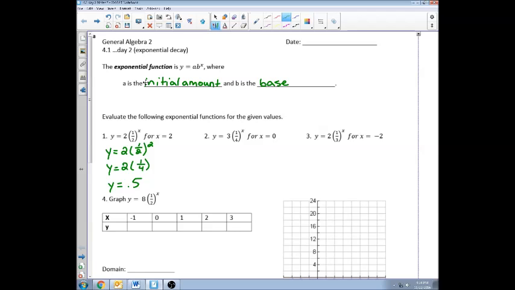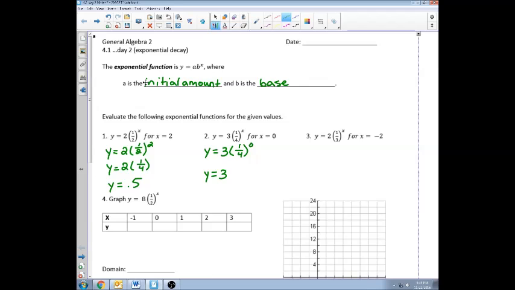On to problem number 2, y equals 3 times 1 over 4 raised to the x power. If I put 0 in for x, y equals 3 times 1 over 4 raised to the 0 power. If I raise anything to the 0 power, it's like it never happened. So that 1 over 4 would actually turn into 1. So anytime I raise something to the 0 power, it turns that into 1, or act like it never happened, y equals 3.